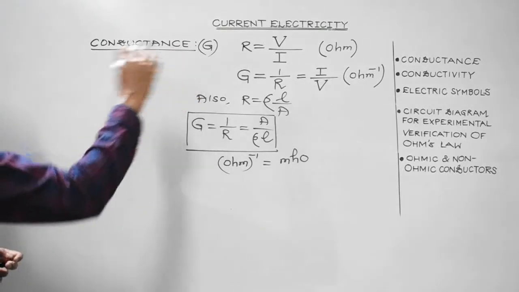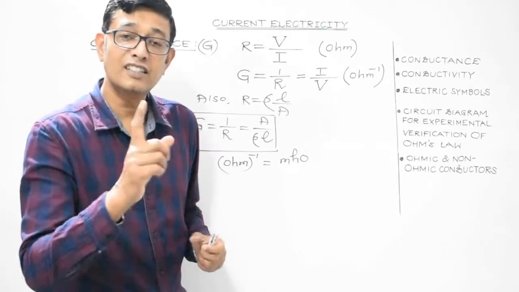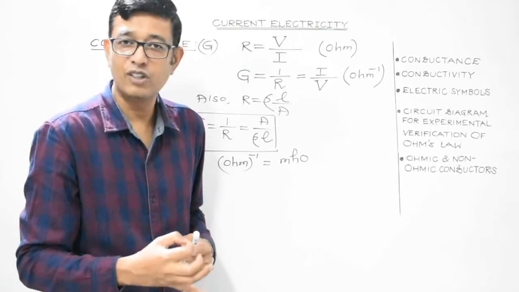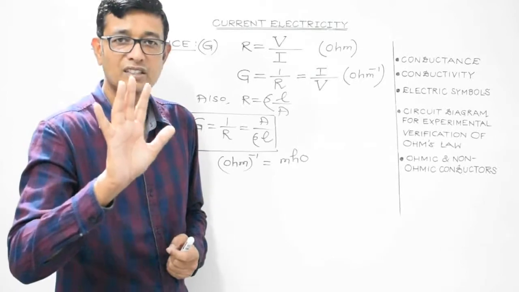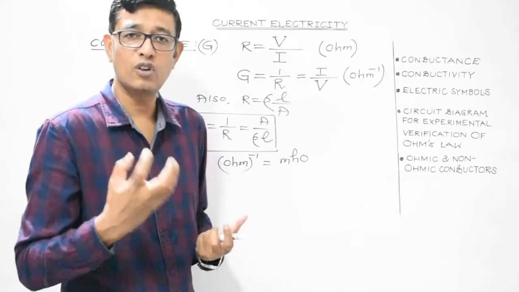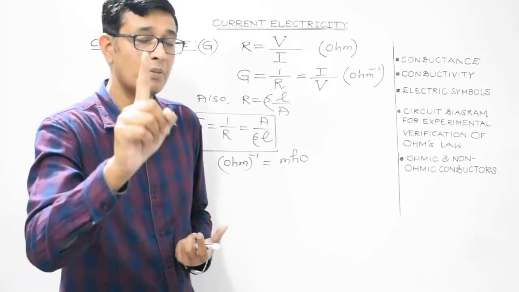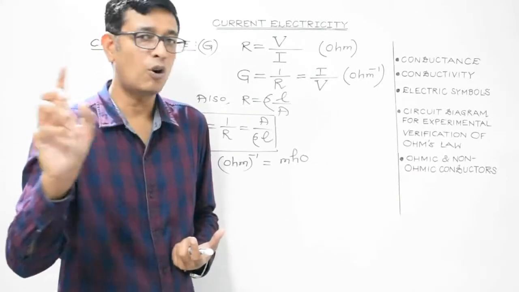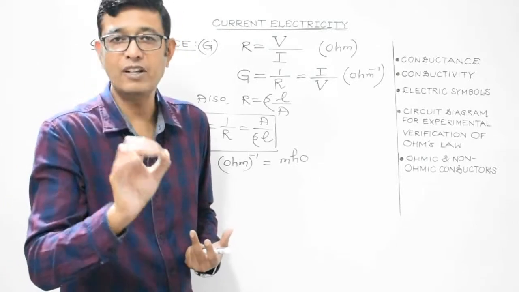Now let's discuss conductivity. Make use of your common sense. Conductance is the reciprocal of resistance. Therefore naturally conductivity will be the reciprocal of resistivity. So we have already discussed resistivity, right? Resistivity gives the measure of the resistance offered by the conductor, and remember, it only depends upon the nature of the material of the conductor and upon temperature. Resistivity does not depend upon the dimensions of the conductor.